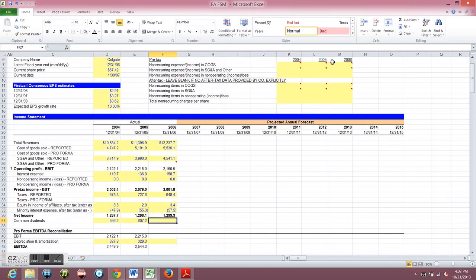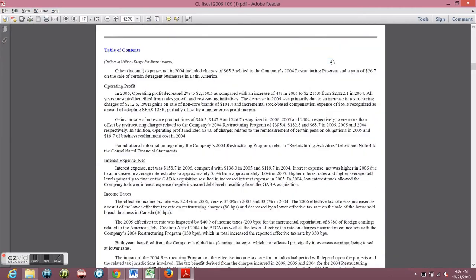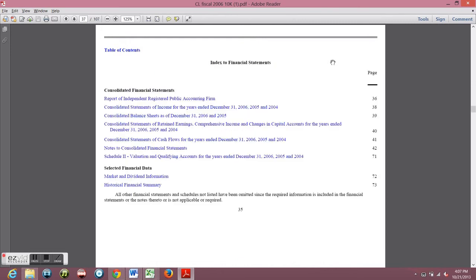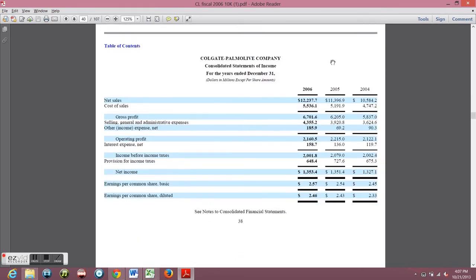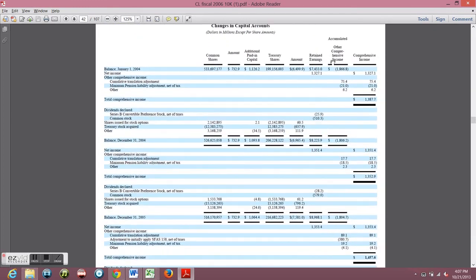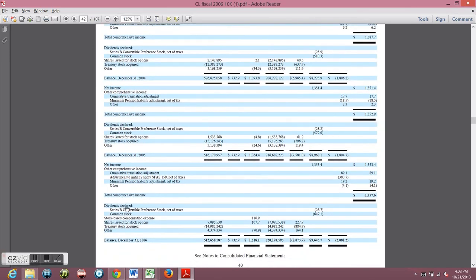Okay, so our common dividends, where do we get that number? Well, we get that from our 10K. We are going to get that from the statement of retained earnings. So as we zoom out over here, we're going to find this is our balance sheet, this is our retained earnings, and we're going to have 06. Okay, 06 dividends declared. We're going to add our Series B preferred stock dividends and our common stock dividends. In this case, this is 28.7 and 649.1.